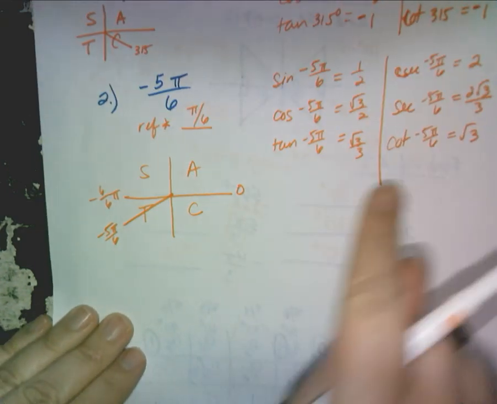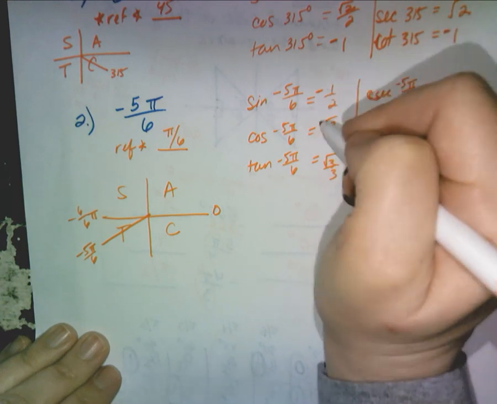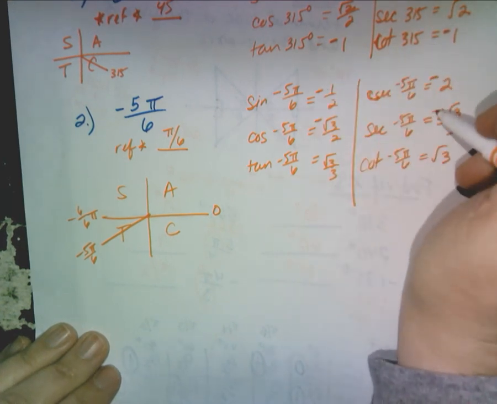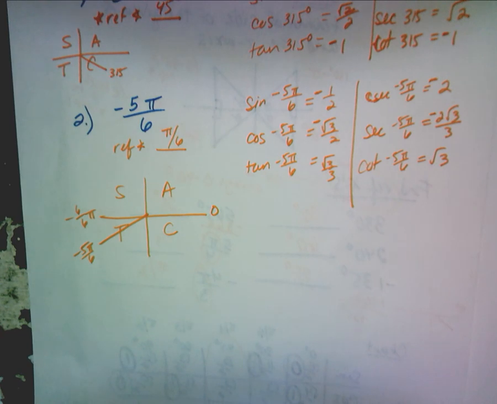What are the only 2 that should be positive up here? These 2. Put a little negative, a negative, a negative, a negative. That's what you have to remember to do tonight.